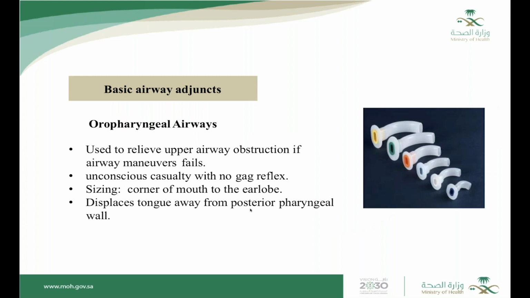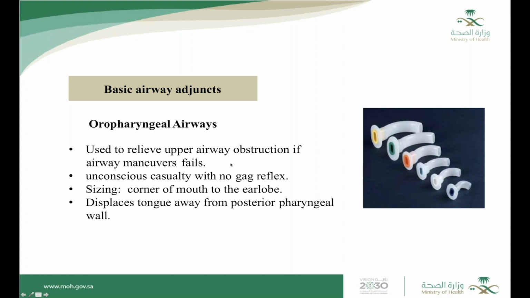Basic airway adjuncts. I know you are aware and you have seen these before. We use them to relieve the upper airway obstruction. We use it with unconscious individuals. You see them colored, right? So this color indicates the size. But should I go with the number or with the color?